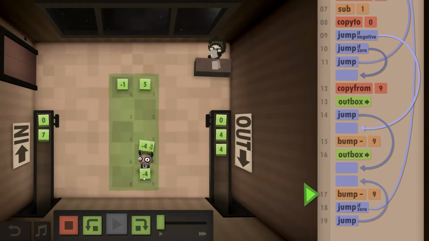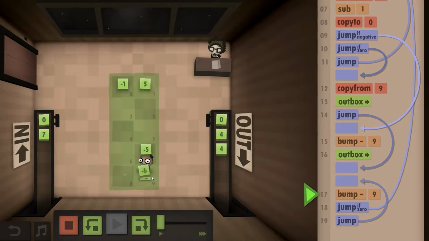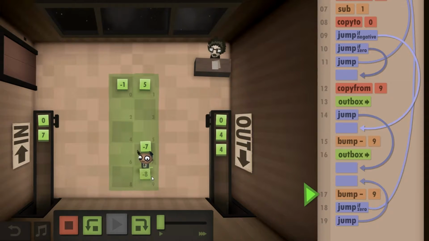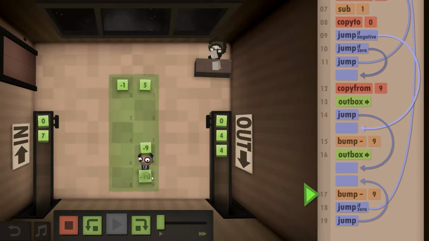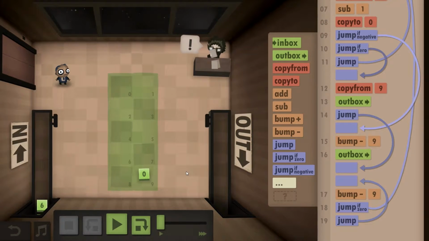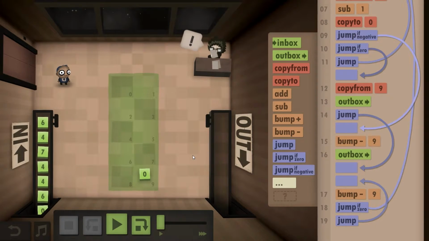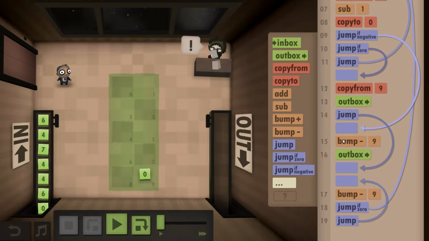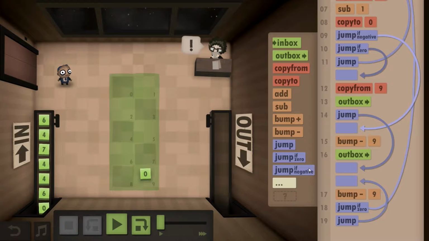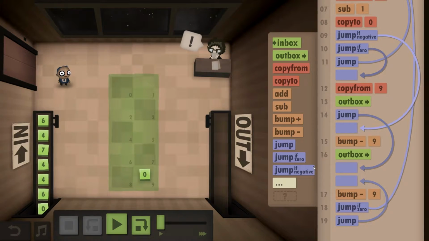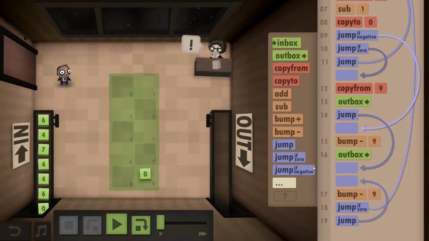Oh! Oh shit! We've hit a little bit of a problem. Okay. Oh, fuck. Son of a bitch.